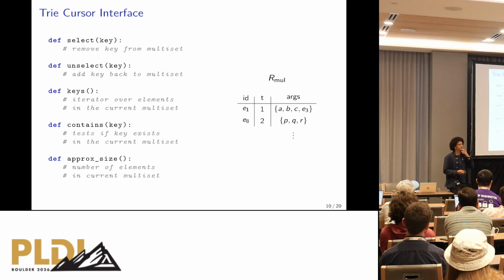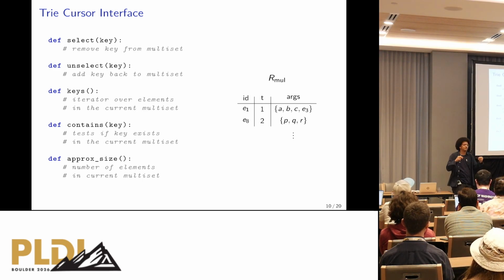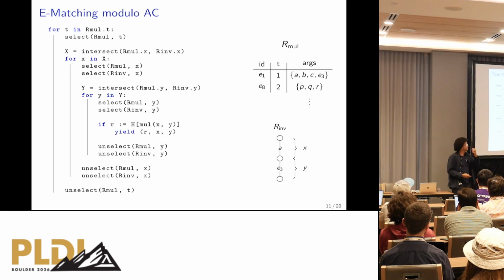If we want to implement the trie cursor interface now for this kind of relation, we would instead, when selecting, remove the key from the multiset once. And when unselecting, we just put it back into the multiset. The keys are essentially the support of the multiset, so all the unique elements. And containment and approximate size are, again, self-explanatory. So what do we need this T for?